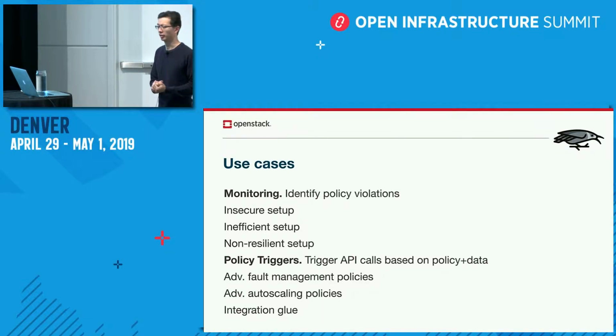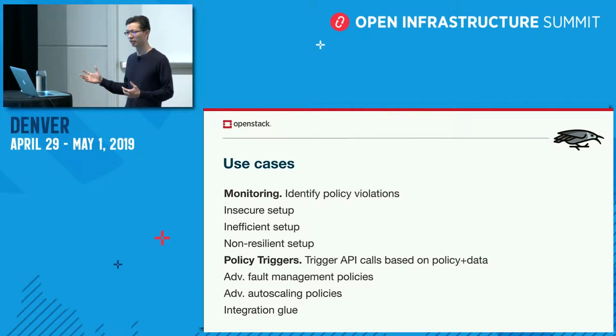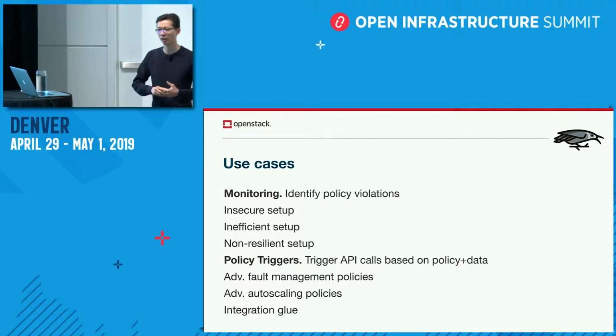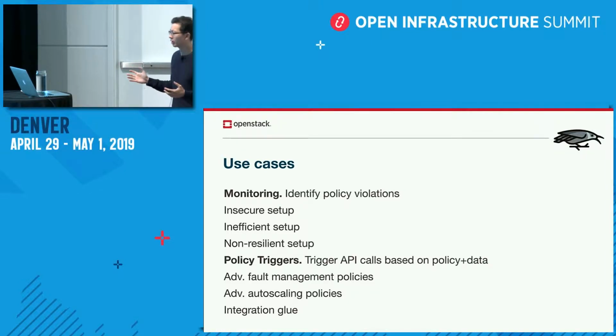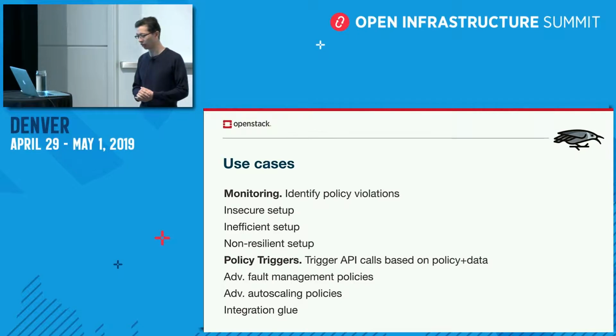And something else you can do on the basis of finding these policy violations and on the basis of policy is to trigger things based on these policies. So it can trigger API calls. And what is that used for? Well, a couple of examples are you could use it to implement advanced fault management policies or advanced auto-scaling policies.